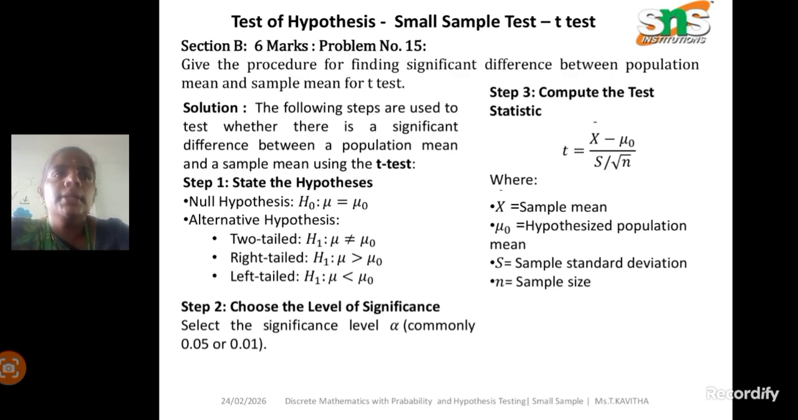Last one, the major one, is the difference between the population mean and the sample mean. To test this difference, we have two kinds of hypothesis: the null hypothesis and the alternate hypothesis. If the population mean is equal to the sample mean, then we go with the null hypothesis H naught: mu equal to mu naught. Otherwise, if it is less, greater, or not equal, then we go with an alternate hypothesis. The alternate hypothesis is calculated using the same formula only.